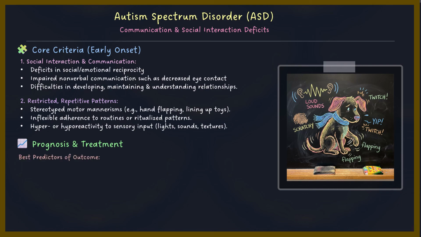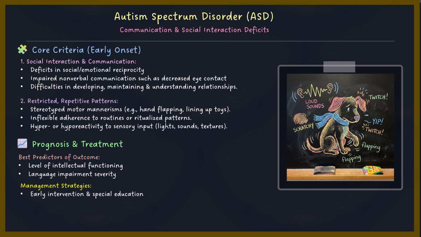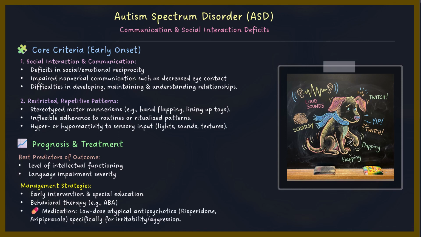As far as prognosis and treatment, the best predictors of outcome are the level of intellectual functioning, because that can vary depending on where they are on the autism spectrum, and then language impairment severity as well. Management strategies include early intervention and special education, behavioral therapy, such as ABA therapy, and medication actually can be used. Low-dose atypical antipsychotics, such as risperidone, Abilify, can be used for irritability and aggression.